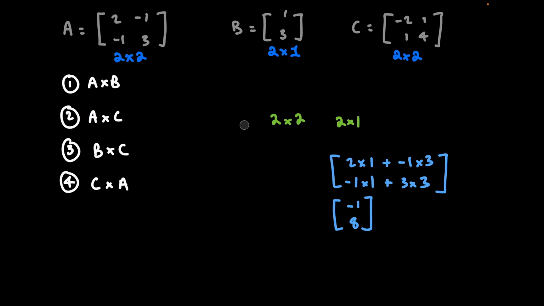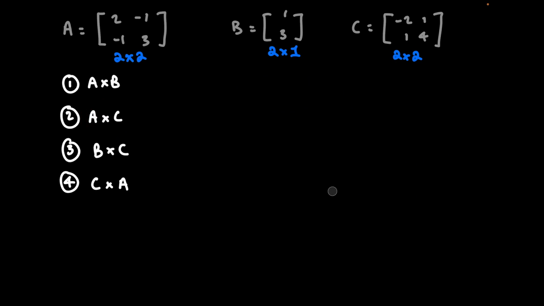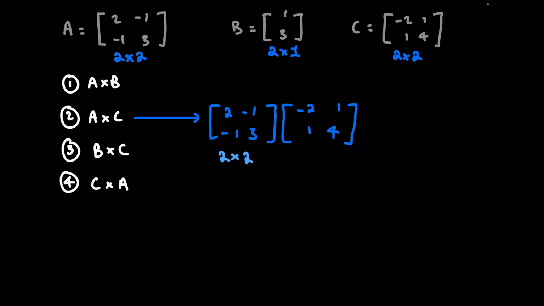So let's erase all of this and work out the matrix of A times C. So in this case, the matrix A times C is really the matrix of 2, -1, -1, 3 times by the matrix -2, 1, 1, 4. So before we even do anything, are these two matrices multipliable with each other? Well, the first matrix is a 2 by 2, and the second matrix is also a 2 by 2.